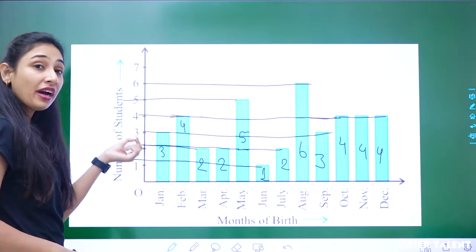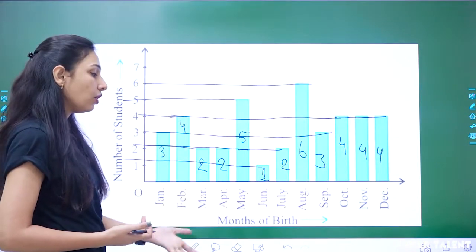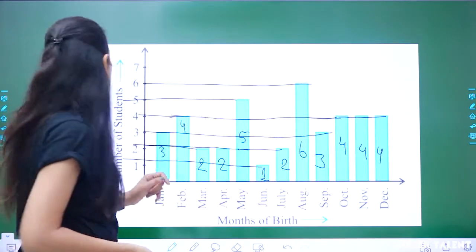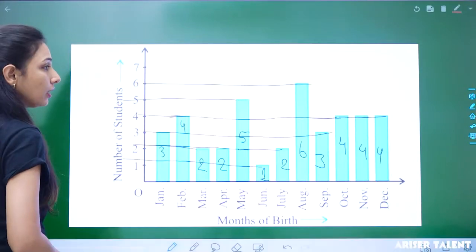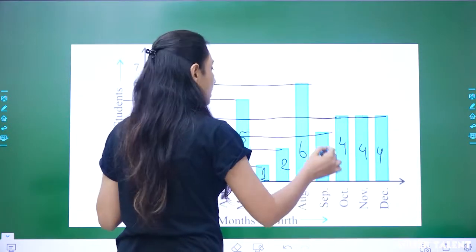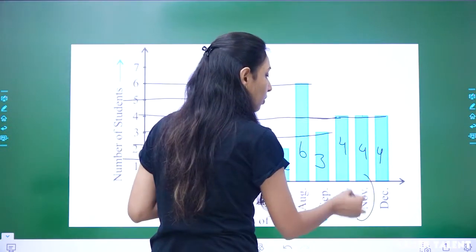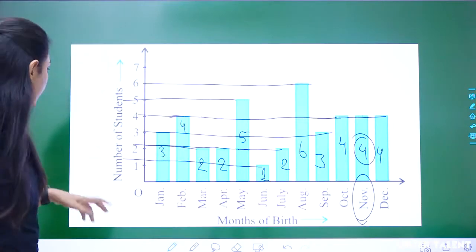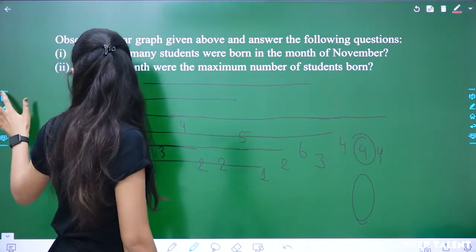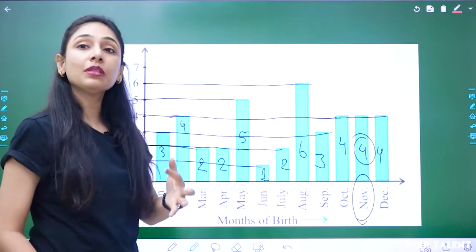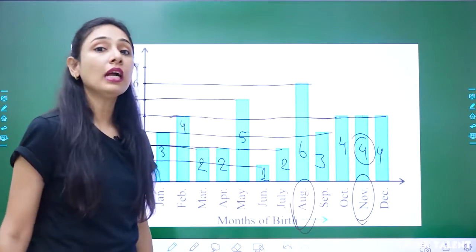So the number on the y-axis next to these bars gives the value of how many students were born in the given month. Now what question is being asked? The question is: how many students were born in the month of November? In the month of November, the top of the bar meets number 4 on the y-axis. That means 4 students were born in November. Next, in which month were the maximum number of students born? The maximum number is 6, and 6 students were born in the month of August. So August will be your answer.